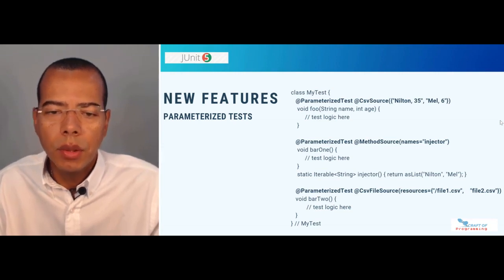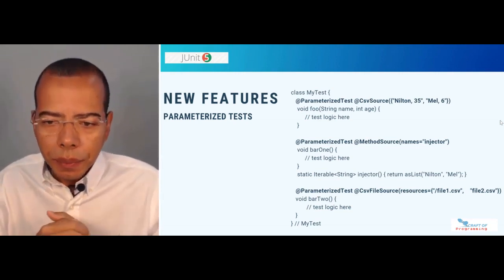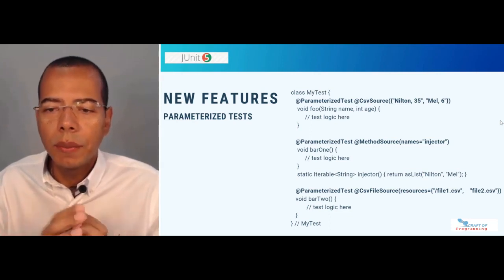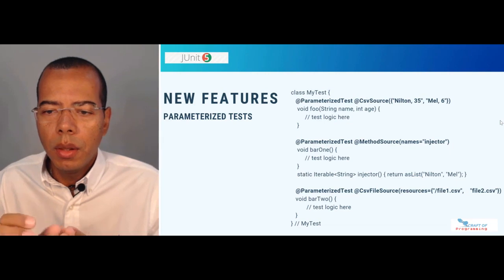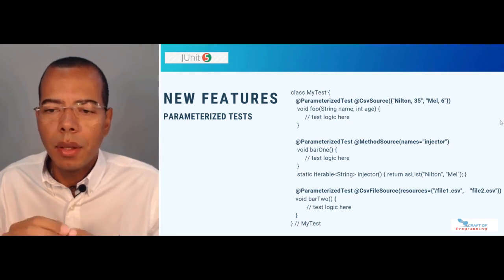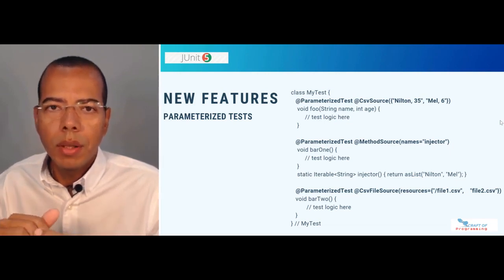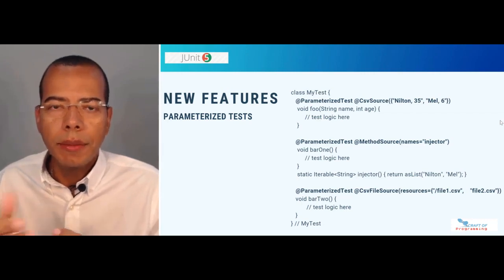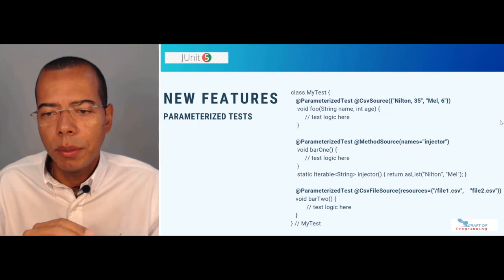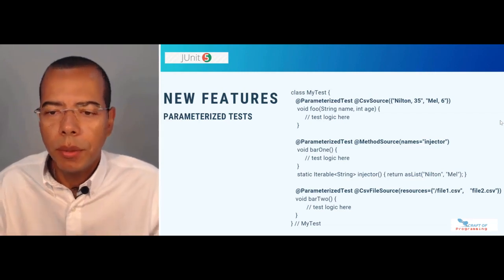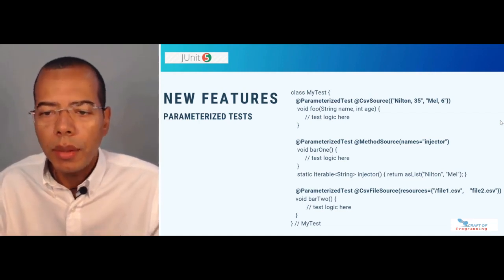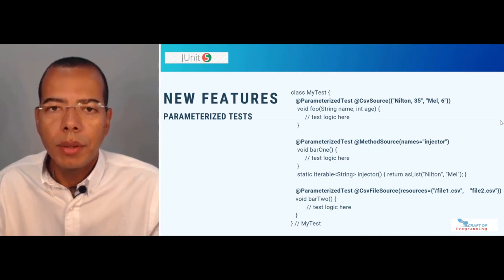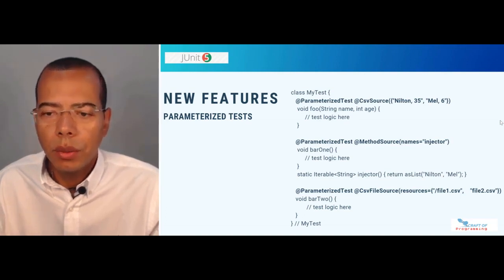In this example, for the full test method, we have a CSV source. What that does, as you can see, is pass a pair of a string and an int to this method, and we're going to have two invocations of this method with those two pairs of parameters. What you need to understand here is that the parameter types obviously have to match.